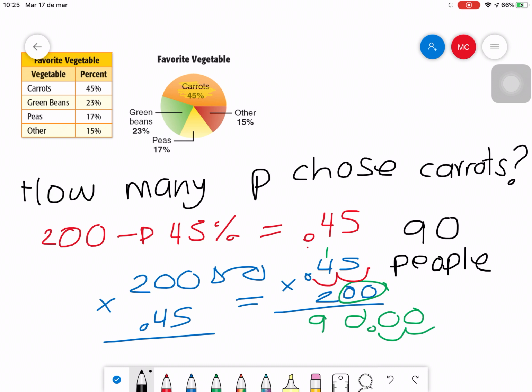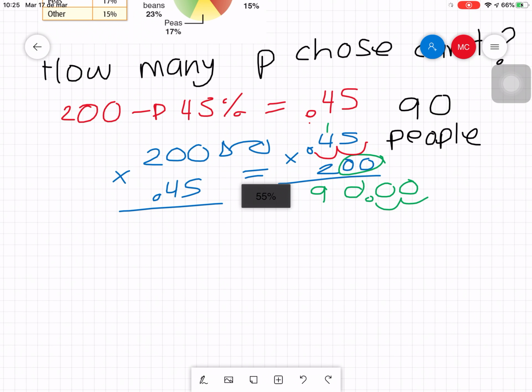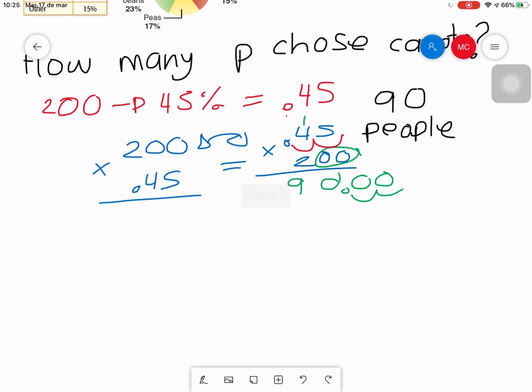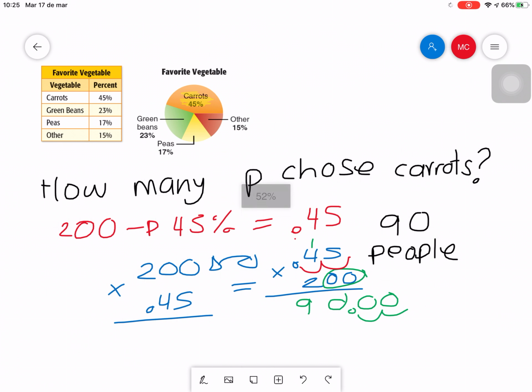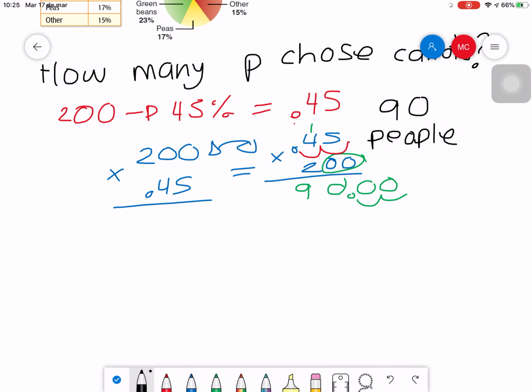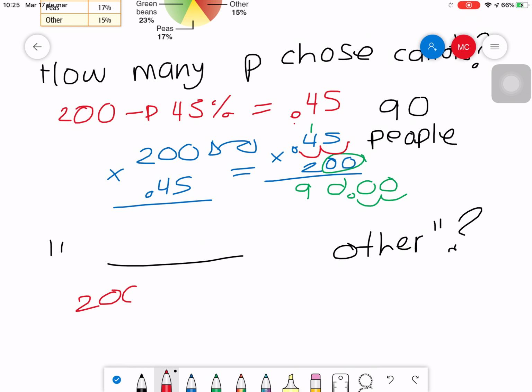You will do the same. It was 15%, right? Imagine it is the same question, but instead of carrots it is other than those. Then I will do the same. I want to know out of 200 how much is 15%. So I need to convert it into a decimal, which is 0.15, and then I start multiplying again.